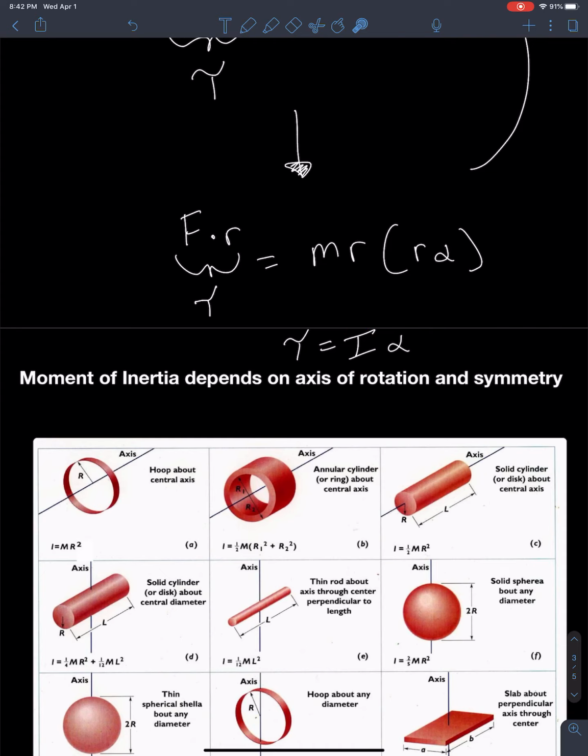So in the next video that I make, I'll be doing some sample calculations with this torque formula.